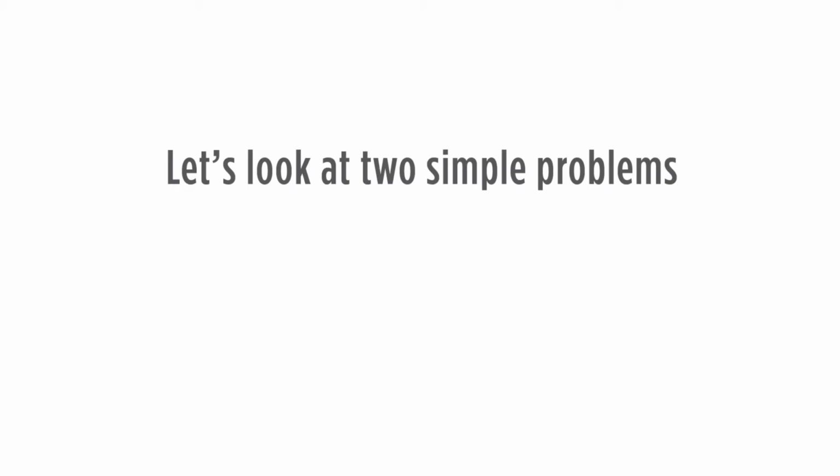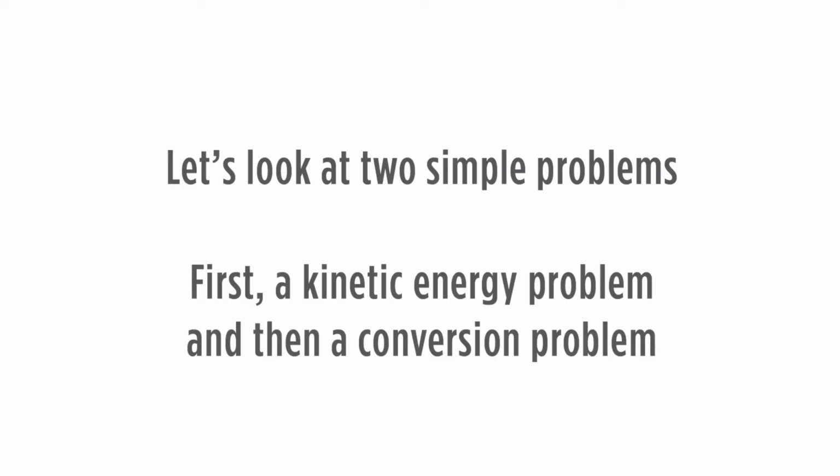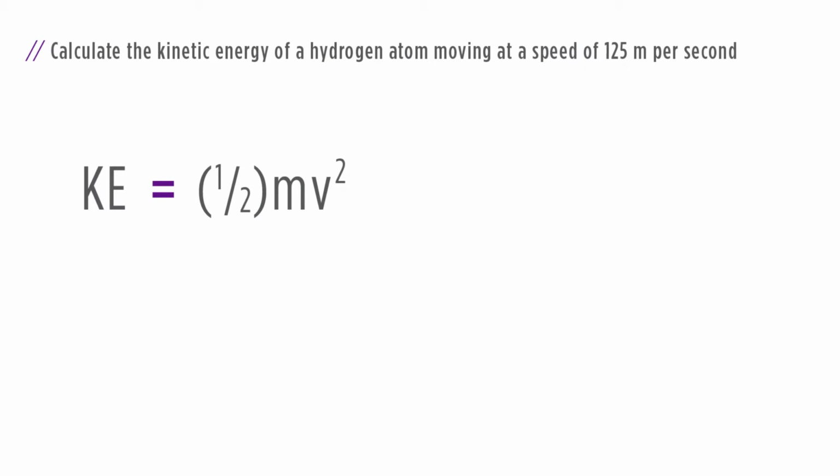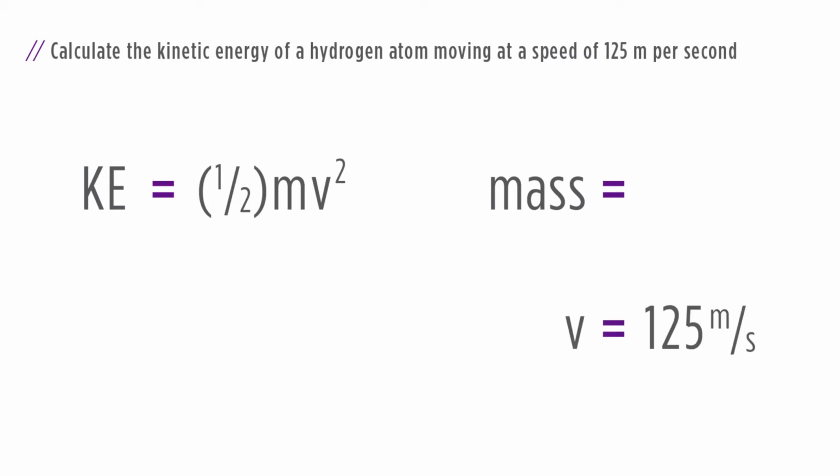Now let's look at two simple problems. First, a kinetic energy problem, and then a conversion problem. First problem. Calculate the kinetic energy of a hydrogen atom moving at a speed of 125 meters per second. Remember, our formula is going to be KE equals 1/2 mass times velocity squared. We're going to be looking for kinetic energy, and it tells us that we have a hydrogen atom, so our mass is going to be the mass of the hydrogen atom, and our velocity they give us as 125 meters per second.